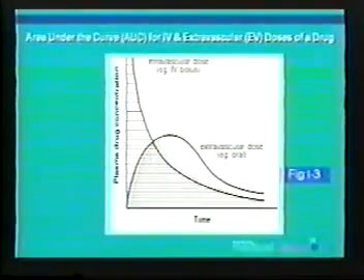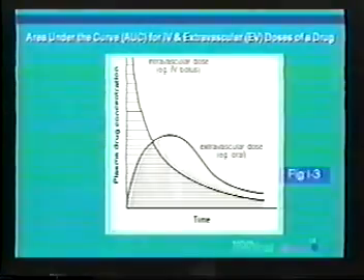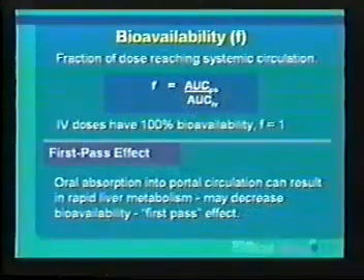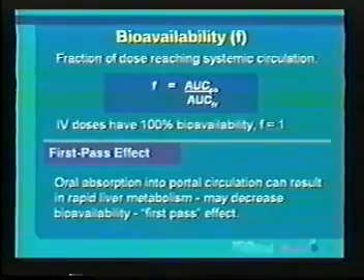Area under the curve PO over area under the curve IV gives us the bioavailability as a fraction of the dose given by intravenous administration. And so we use the term F for fraction, and that refers to the bioavailability of the drug by that particular mode of administration.